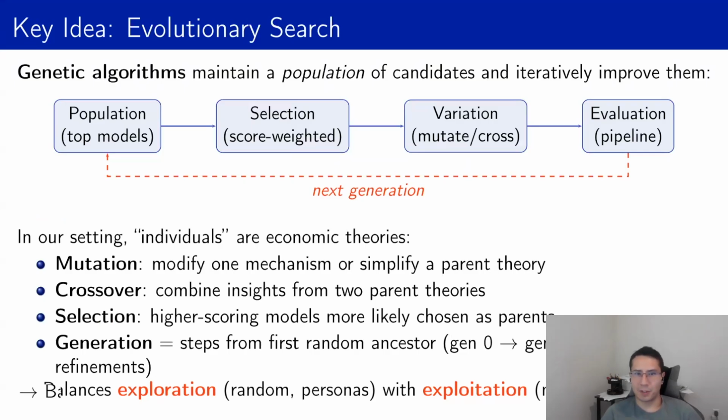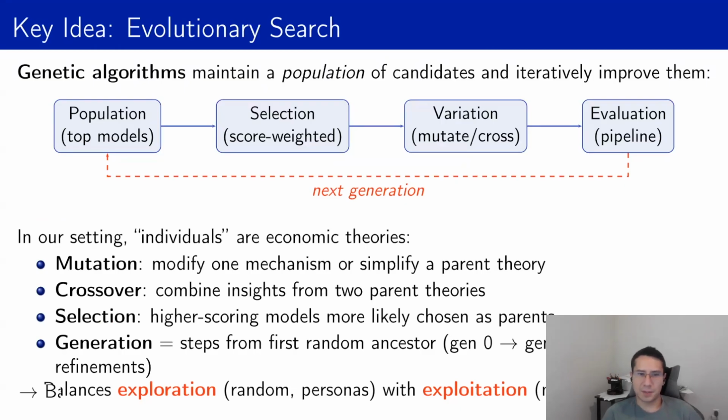We're going to maintain a population of candidates and iteratively improve them. The population is going to be the top models. The selection is going to be score weighted, variation is mutation or crossover, and then evaluation is going to be the pipeline. That's going to lead to the next generation.